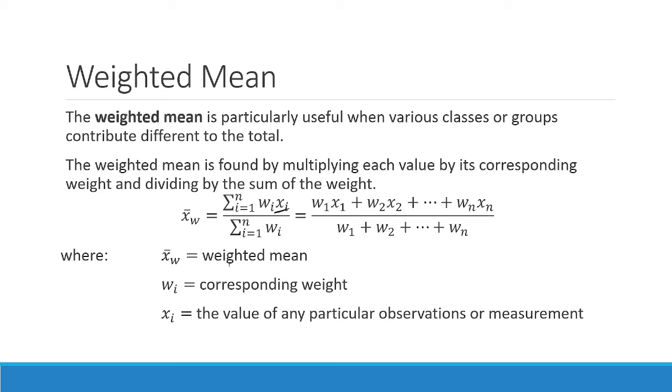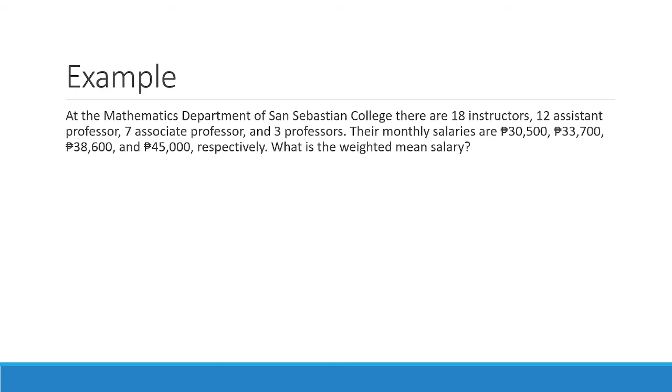So, we can actually also use weighted mean there. So, here are examples of what I was saying earlier. For example, at the Mathematics Department of San Sebastian College, there are 18 instructors, 12 assistant professors, 7 associate professors, and 3 professors. Their monthly salaries are 30,500 for the instructors, 33,700 for assistant professors, 38,600 for associate professors, and 45,000 for professors, respectively. So, what is the weighted mean salary?